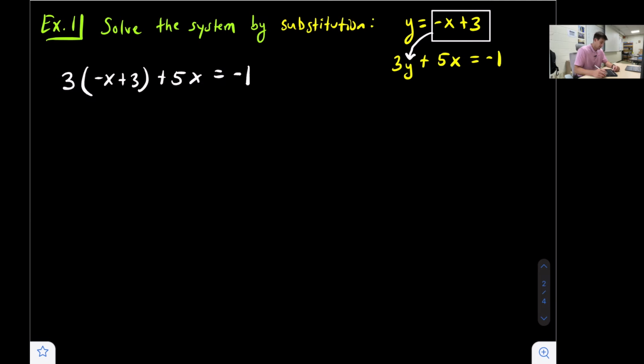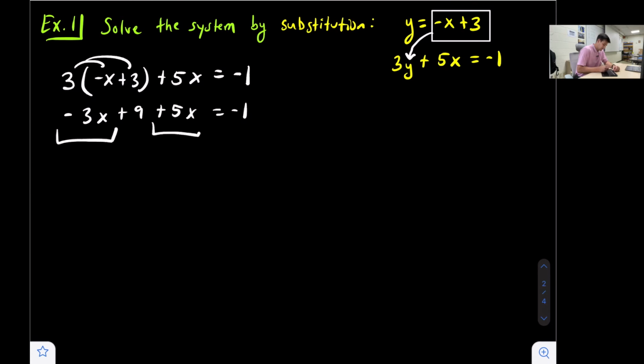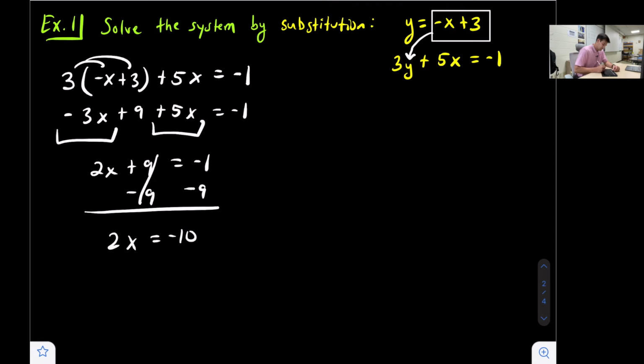Now we're going to solve for x, right? Notice what we've done. Now we don't have two variables, we just have one, so now we can solve for x. Distributive property: negative 3x plus 9 plus 5x equals negative 1. We can combine those like terms, negative 3x plus 5x, that's going to give us 2x plus 9 equals negative 1. We can subtract 9 from both sides, so now we have 2x equals negative 10. Divide by 2, and we get x equals negative 5. Okay, so that's one of our answers right there.